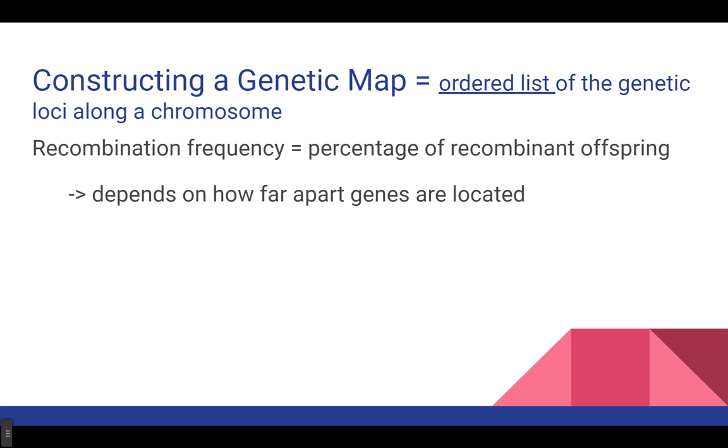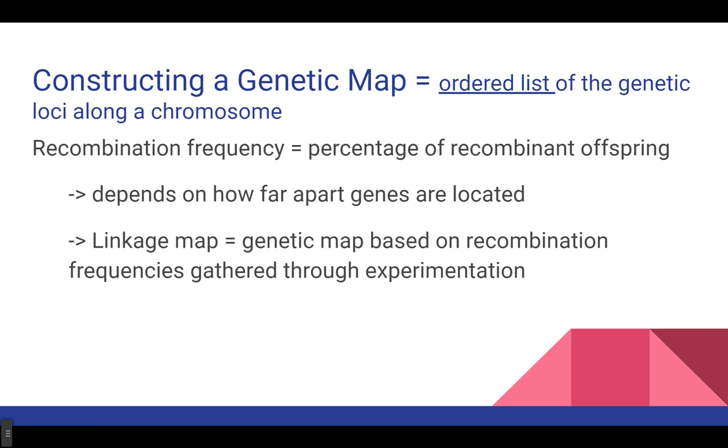So the recombination frequency gives us an idea of how far apart these genes are located, because the more often they cross over, the farther apart those genes probably are. So scientists know that you can relate the recombination frequency to the distance apart on the chromosome. And so we can use this data to make what's called a linkage map that's based on this recombination data. This isn't a precise measurement of physical distance or an exact number of base pairs.